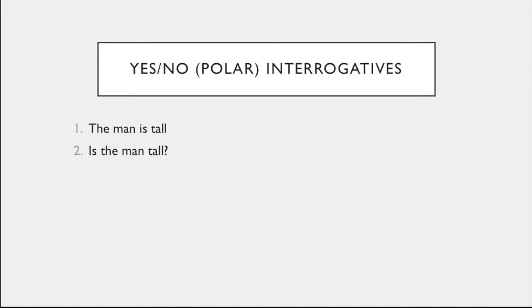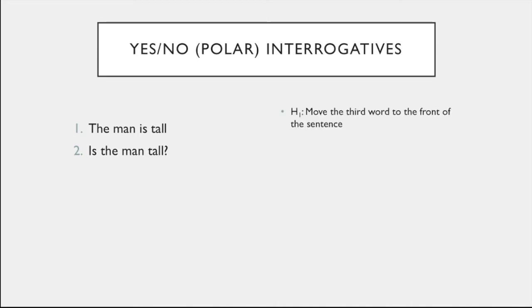Suppose that the available input at some point consists in declarative sentences paired with their corresponding interrogatives. One such pair could be 1 and 2. The man is tall, and is the man tall? Which rule can take us from a sentence like 1 to its corresponding question, as in 2? Well, it could be hypothesis 1. Move the third word to the front of the sentence. That would do the job.